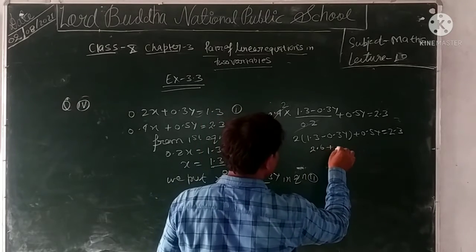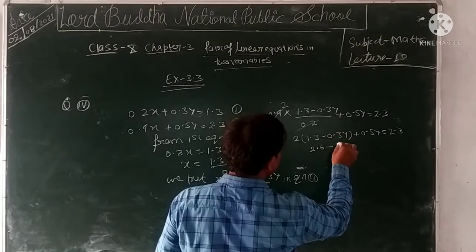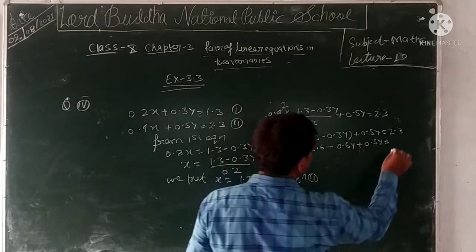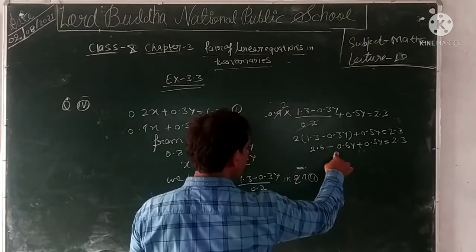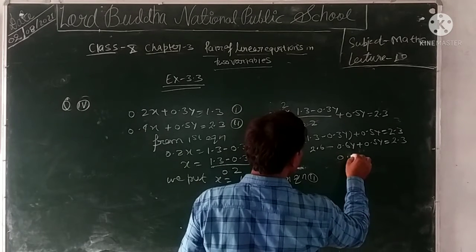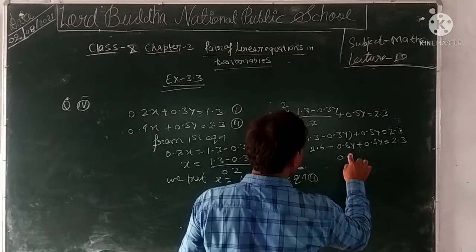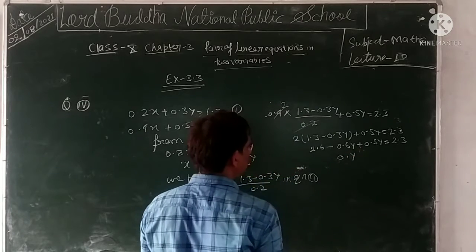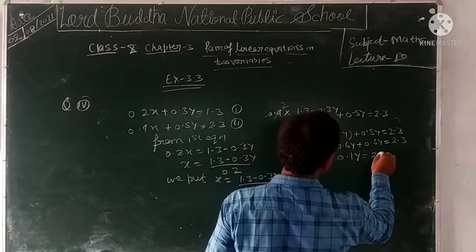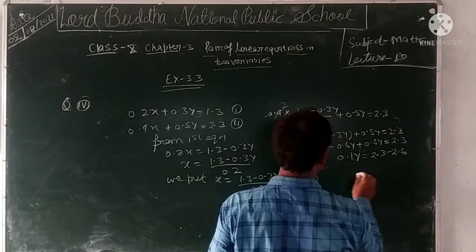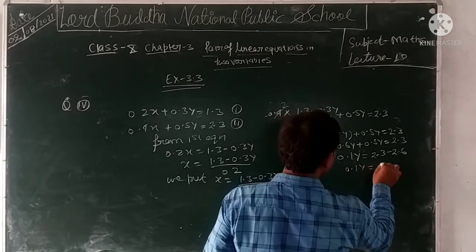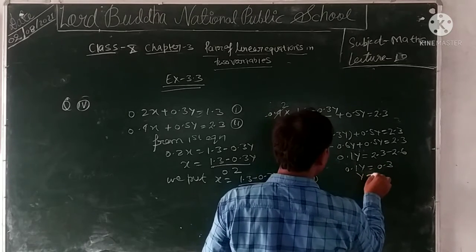Now we see that here: 2.6 minus 0.6y plus 0.5y equal to 2.3. Minus 0.6y plus 0.5y means minus 0.1y. So minus 0.1y equal to 2.3 minus 2.6, or minus 0.1y equal to minus 0.3, and y equal to 3.